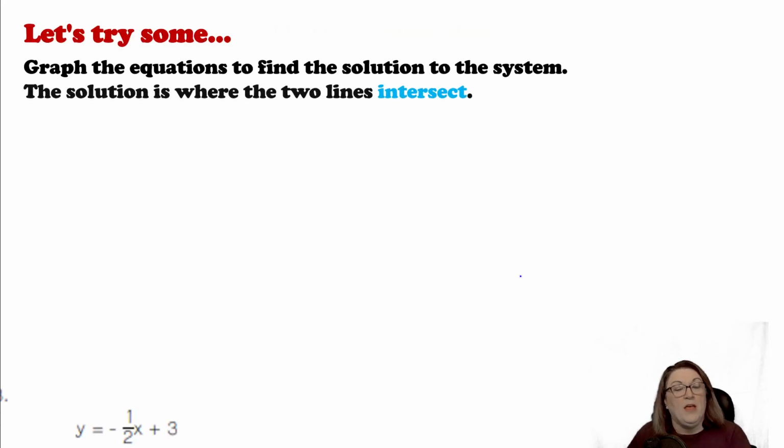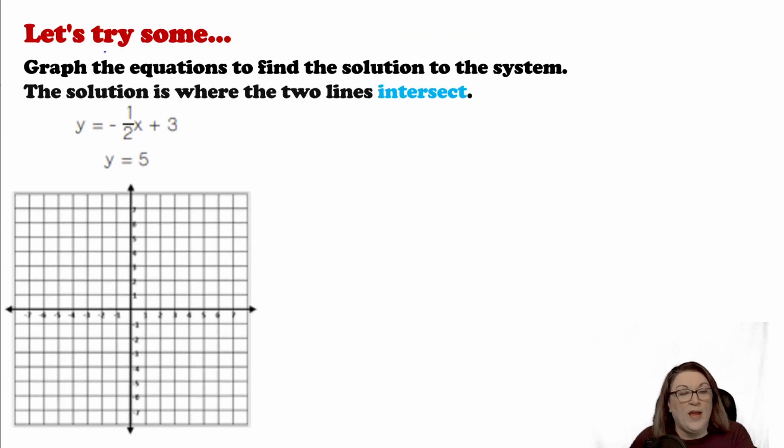Okay, now let's try some. The first equation is y equals -1/2 x plus 3. If you are graphing this, now there is a video on this, how to graph linear equations. We begin at the b and we use the slope or the m to move.